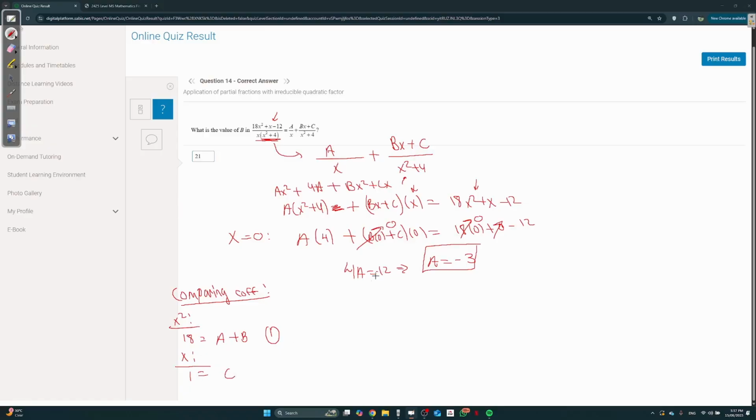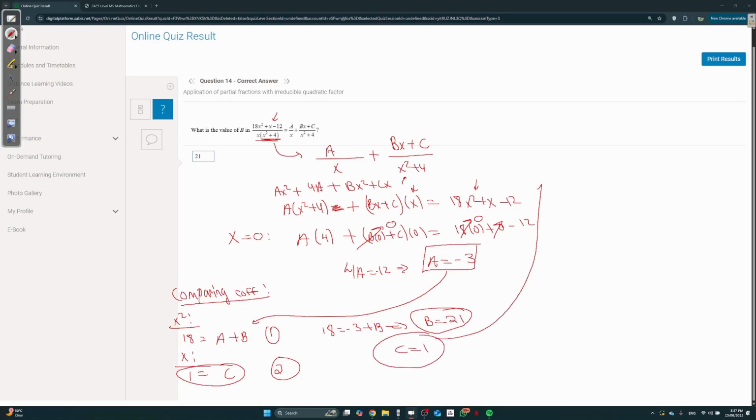Very nice. So we can continue and find the constant, but I think now we have enough information to find out what's what. Since a is equal to negative 3, we can substitute that over here. We're going to get 18 is equal to negative 3 plus b. And that means b is equal to 21. And we know that 1 is equal to c.